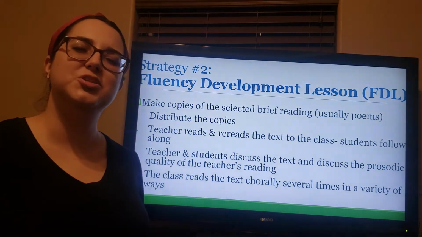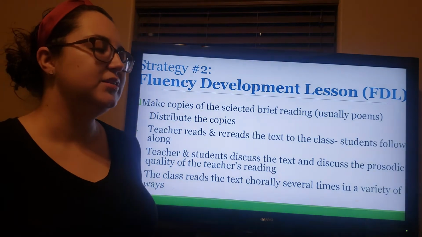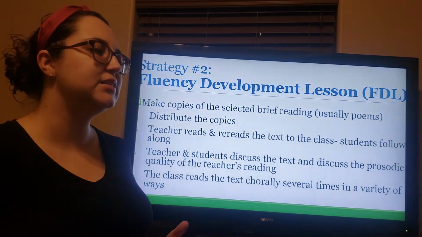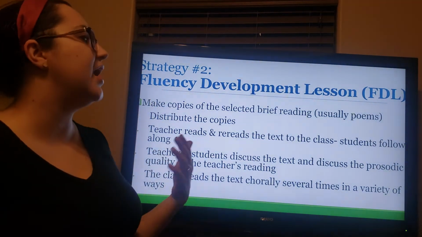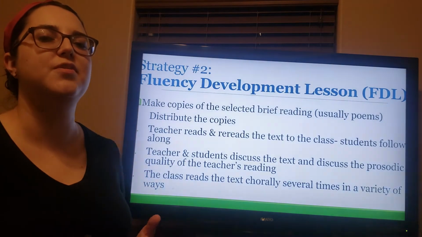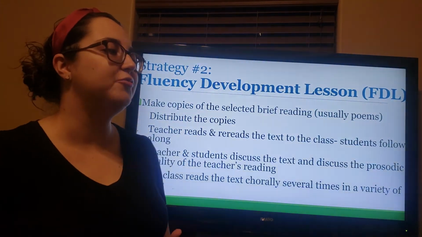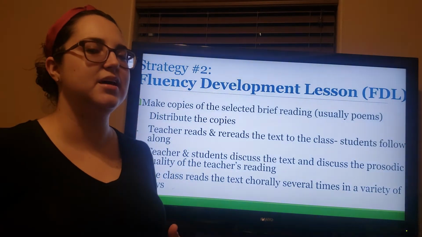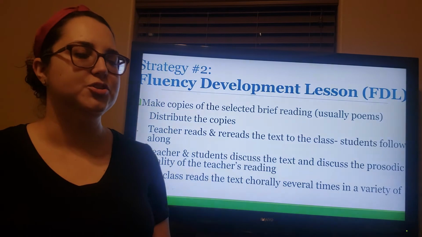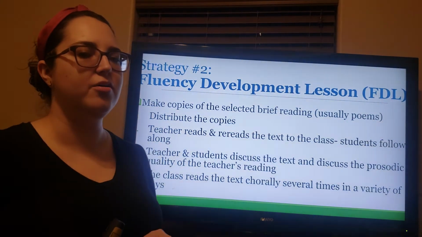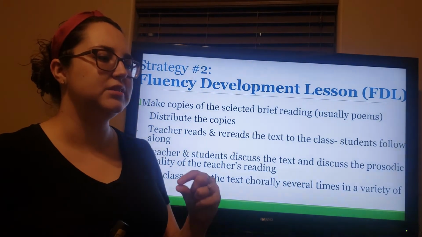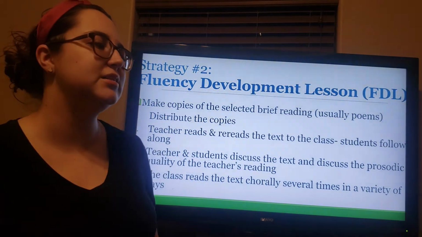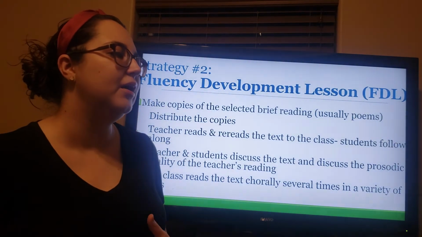Typically this is poetry, 50 to 200 words. So the teacher makes all these copies. The first step is to distribute these copies of the selected text. The teacher is the one who reads and rereads the text to the class, while the students follow silently and passively at first. Then teachers and students discuss the text and the prosodic quality of the teacher's reading. So they're really discussing how well the text was read with expression, how good that quality from the teacher was. So we're getting them to think about their reading.